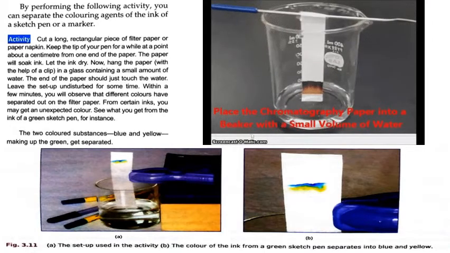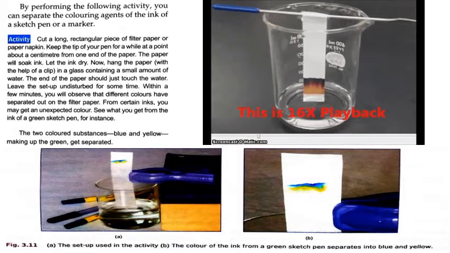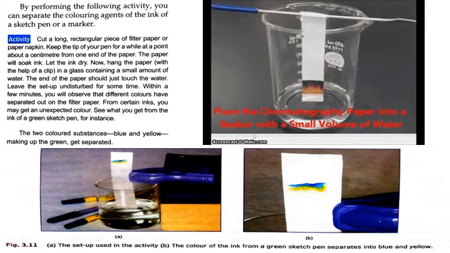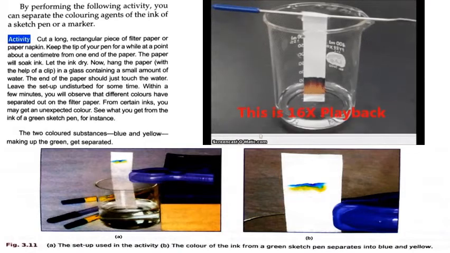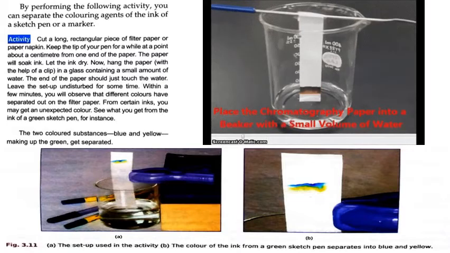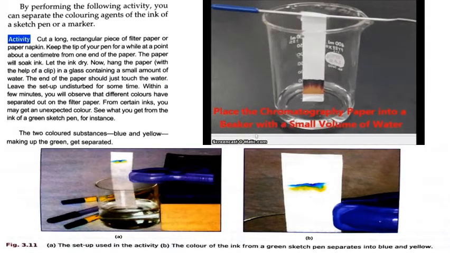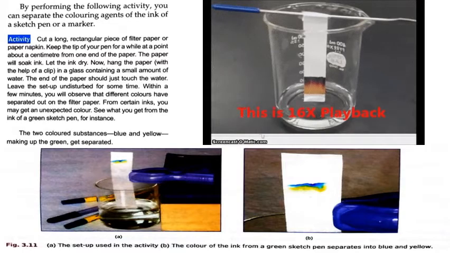From certain inks, you may get an unexpected color. See what you can get from the ink of a green sketch pen, for instance. Okay, try doing it. The two colored substances, blue and yellow, making up the green, get separated. We know that green is made up with a combination of blue and yellow. So you will see two different layers of these colors.